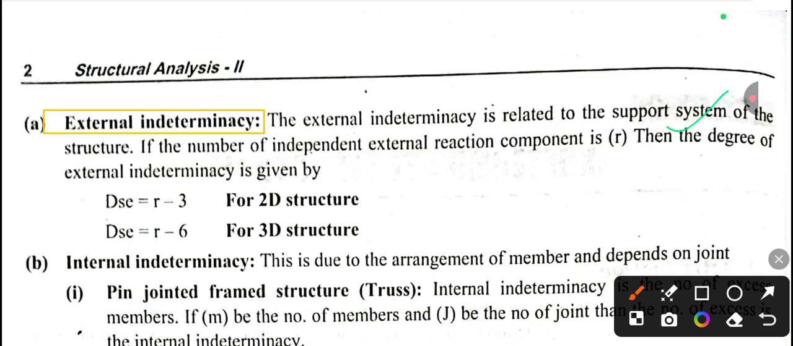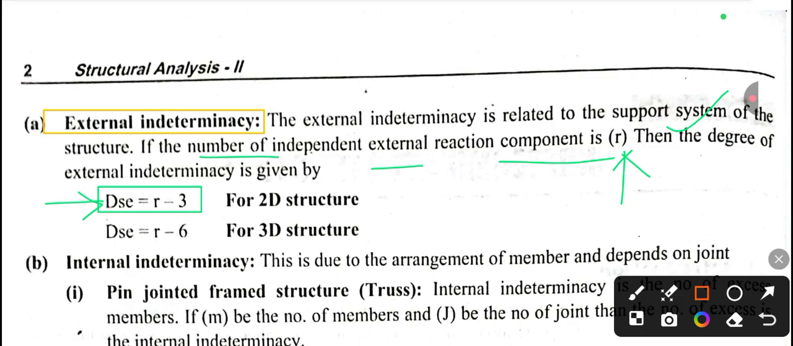If the number of independent external reactions is denoted by a small r, then the degree of indeterminacy, DSE, can be calculated. DSE means degree of static indeterminacy. This can be calculated with the help of the formula DSE equal to r minus 3.